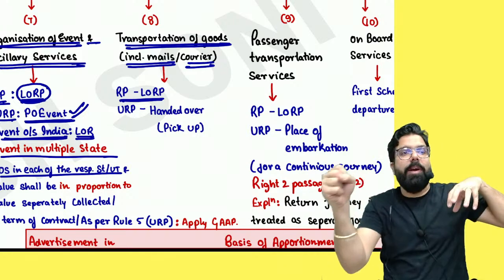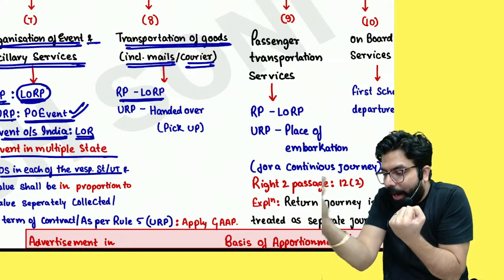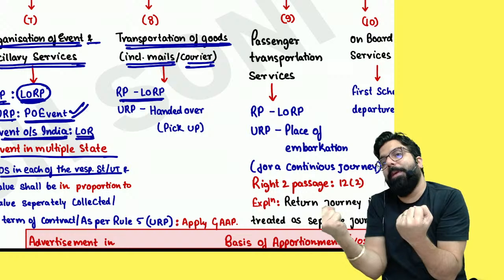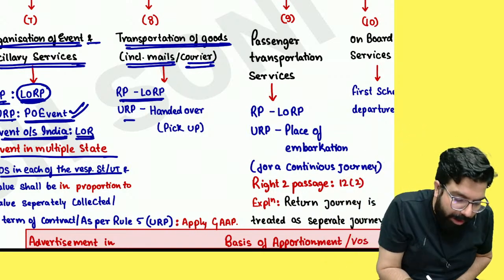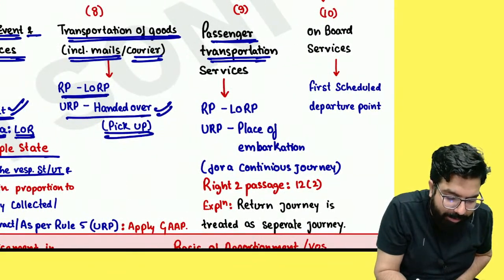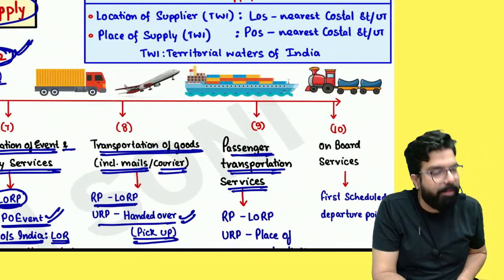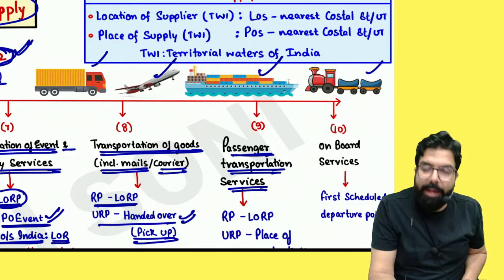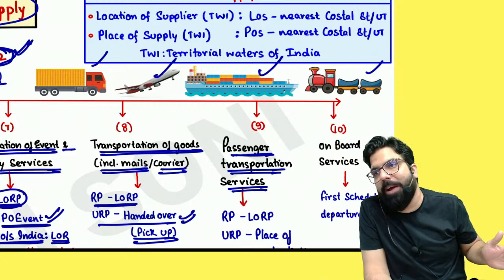But if you are an unregistered person and you gave me the goods in the state of Karnataka, I am in Karnataka, you handed over the goods to me in the state of Karnataka and you told please transport them. What is the place of supply? Where you handed over. Location is where the goods were handed over. Passenger transportation service. What is passenger transportation? Passenger can be transported by bus, flight, ship, rail. Yes or no, everyone? Goods also can be transported by all the modes. Passenger also can be transported by all the modes.